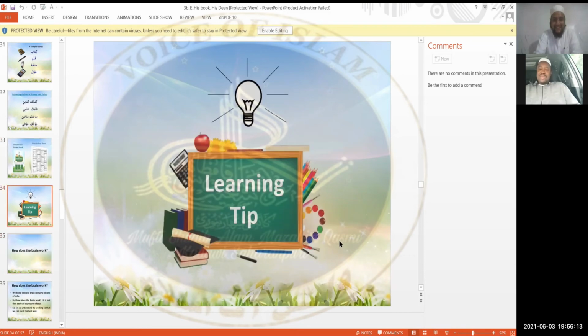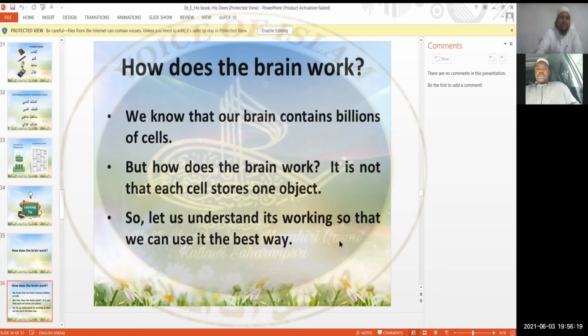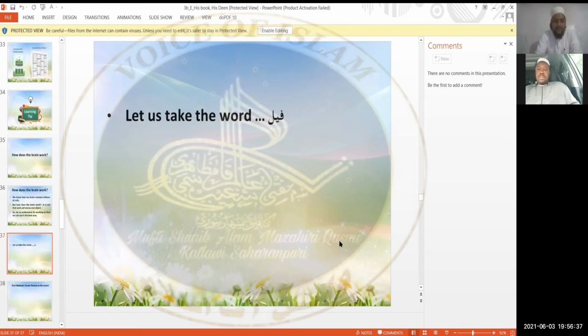Okay, now let's do the learning tip. How does the brain work? We know that our brain contains billions of cells. But how does the brain work? It is known that each cell stores one object. So let's understand its working so that we can use it the best way.